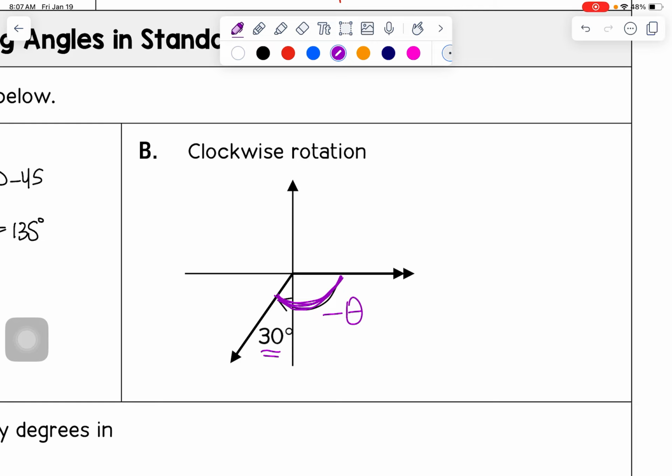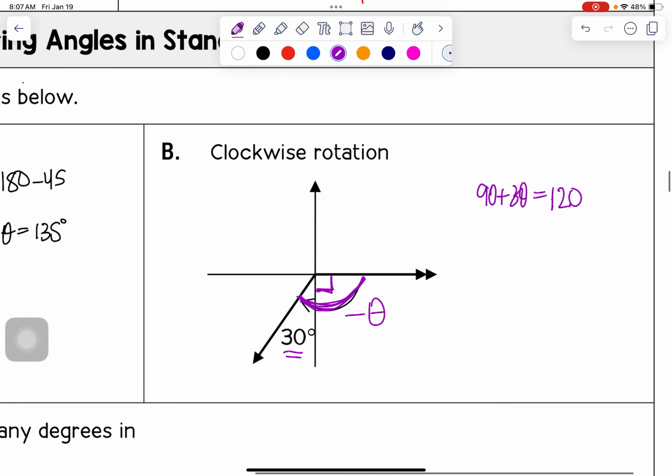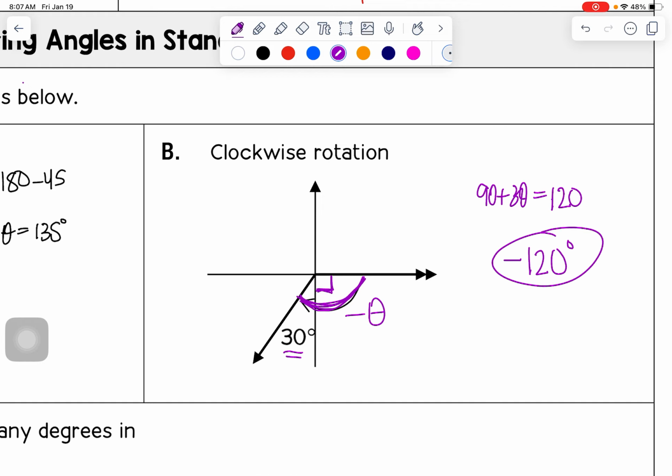Okay, but we need to use some other facts about this particular area of the graph to find out what the whole angle is, and we know that this is 90 degrees. So 90 plus 30 gives us 120, but then we know that this is a negative theta because it's going clockwise. So negative 120 degrees would be that whole angle.